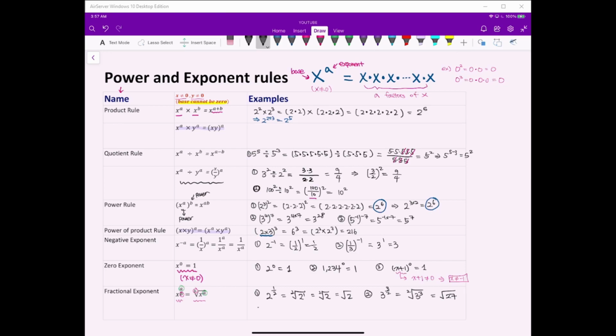What if you have a denominator value that is not 2? Then we just have a different root, which means if you have 2 to the power of 1/3, then you can rewrite this using the cube root of 2 to the first power, which is the cube root of 2. You don't really have to write this 1 here, but you must write all the other numbers.